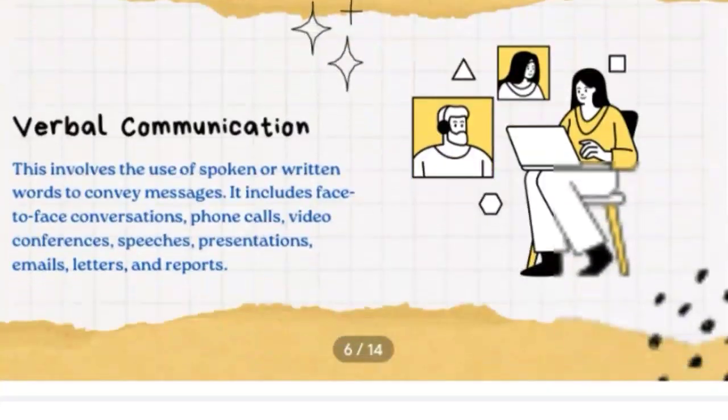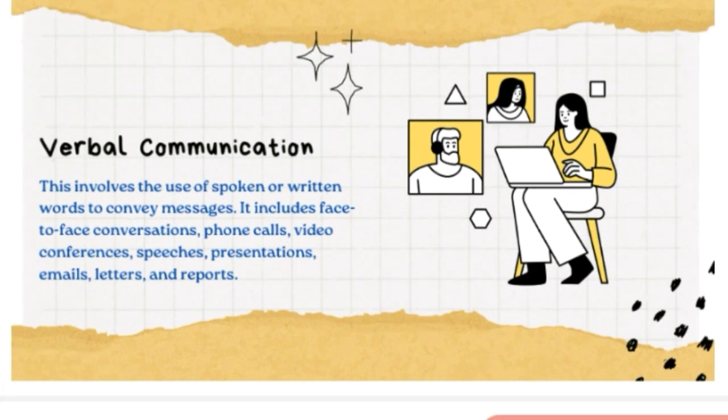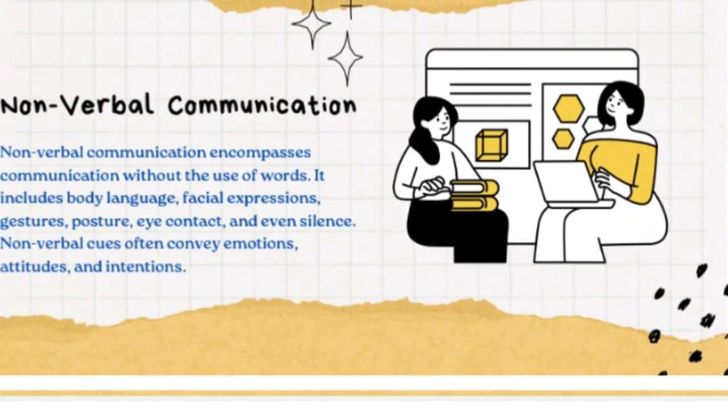The first type is verbal communication. What is verbal communication? It involves the use of spoken or written words to convey messages. It includes face-to-face conversation, like interpersonal communication when you talk to your friend. It can be a phone call, a video conference, speeches, presentations, emails, letters and reports. A systematic and grammatical order should be followed in this type of communication. That is verbal communication.